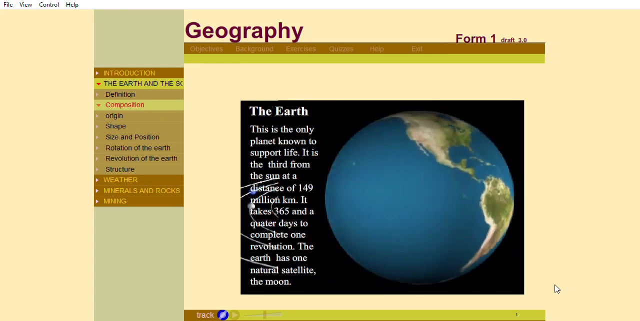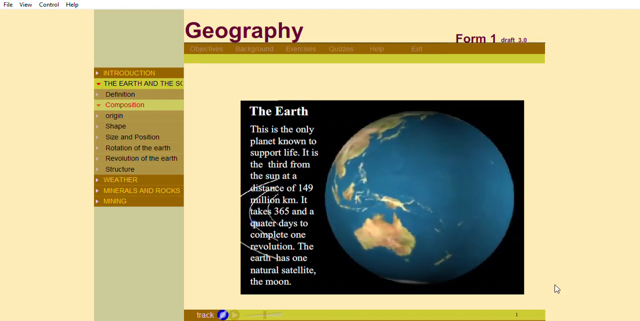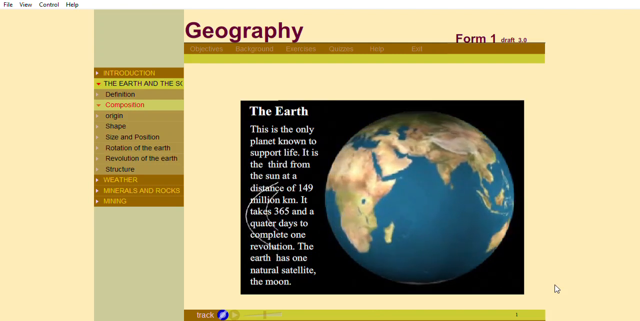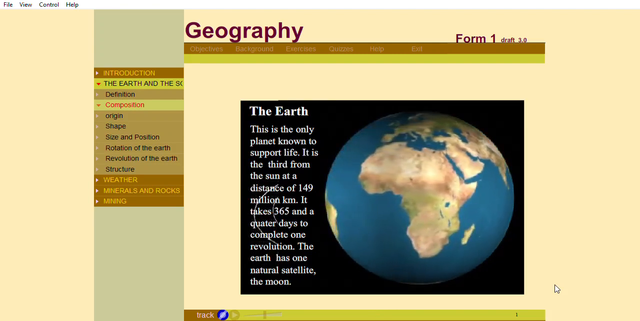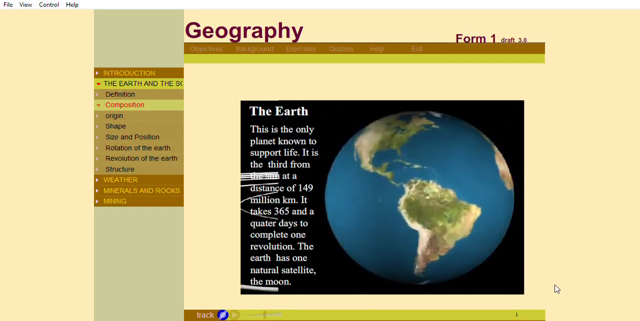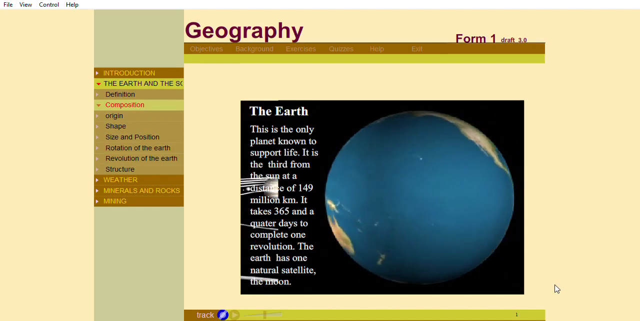The Earth. This is the only planet known to support life. It is the third from the sun at a distance of 149 million kilometers. It takes 365¼ days to complete one revolution. The Earth has one natural satellite, the Moon.